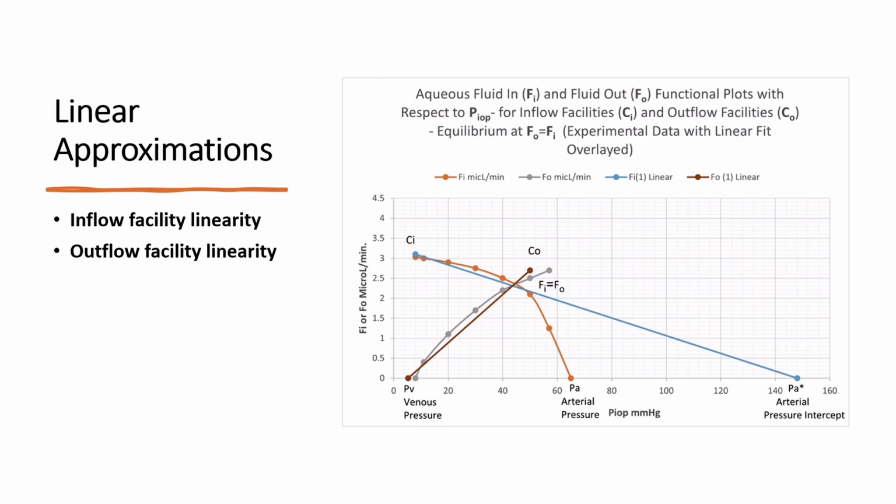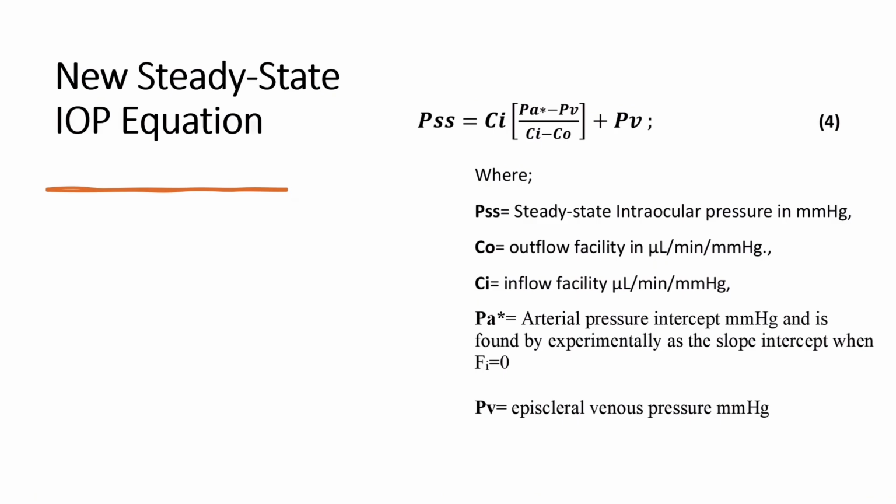The inflow equation is a negative-sloped linear fit in the physiologic range below 50 millimeters of mercury with an x-intercept where the sloped inflow would equal 0. With this linear approach of inflow and outflow, the new steady-state IOP equation based upon equilibrium, where fluid in equals fluid out, becomes equation 4 as shown below. This equation includes the respective inflow and outflow facilities as well as venous and arteriolar pressure intercept.